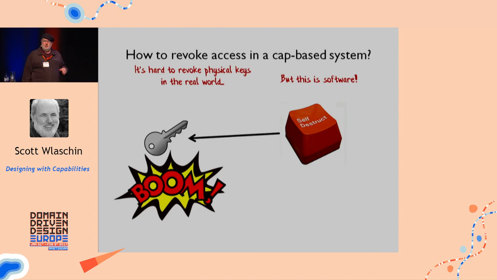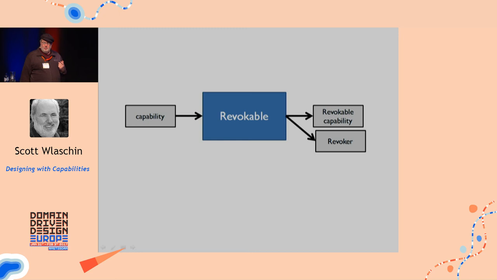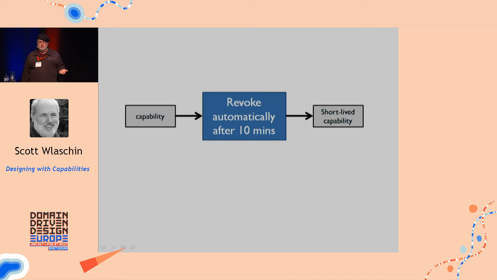And when you press the button, it destroys the capability. So it looks something like this. You pass in the capability, and you get back two things. You get back the revocable capability, and you get the revoker, which is the self-destruct button. And you can combine this with the time-constrained ones. So you could have something that's revoked automatically after 10 minutes.